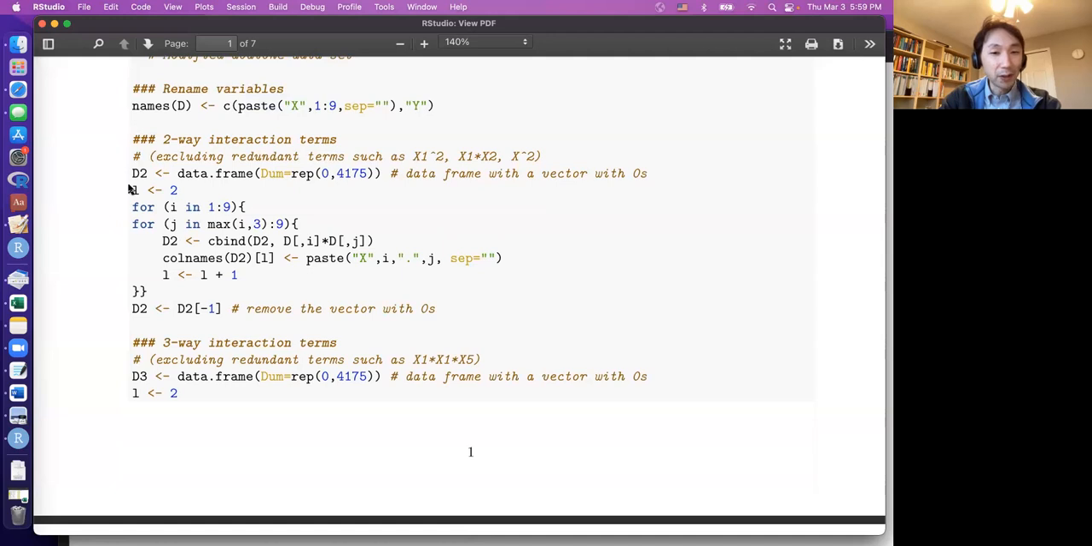Actually my code is not super general. At first, 2-way interactions here, and after that we make 3-way interactions. For the 2-way interaction, basically we have 2 indices, i and j. We multiply the i-th column and the j-th column to create xij. So I name it xi.j, where i and j are numbers. i is equal to 1 to 9, and j is basically 3 to 9.